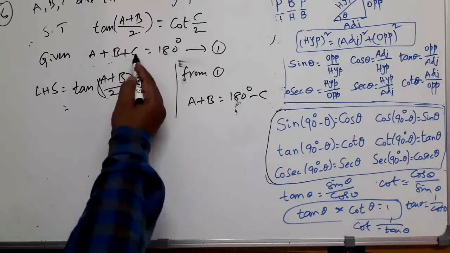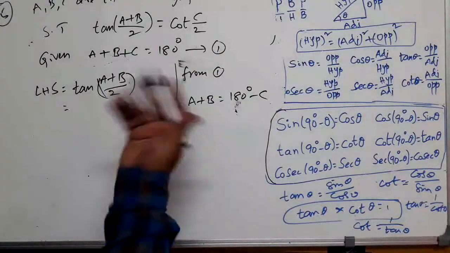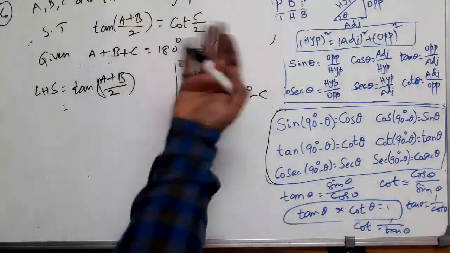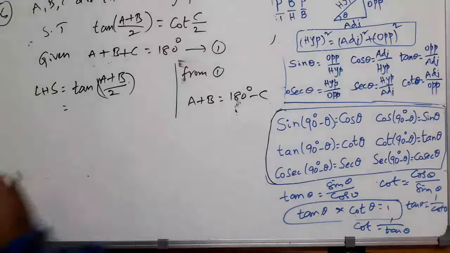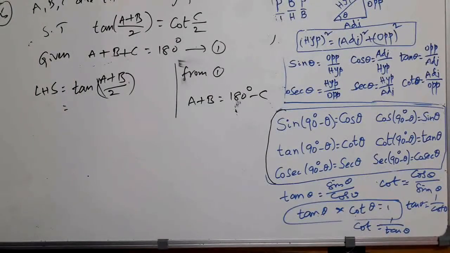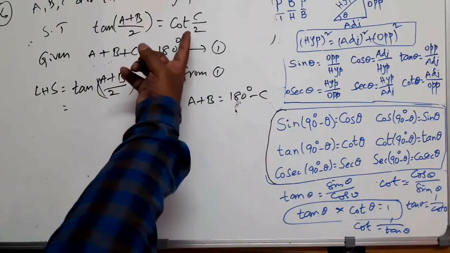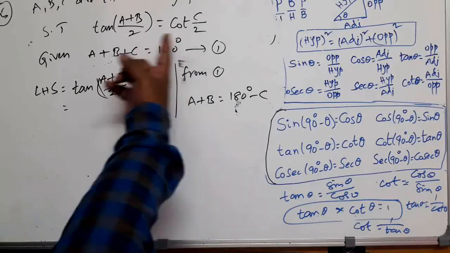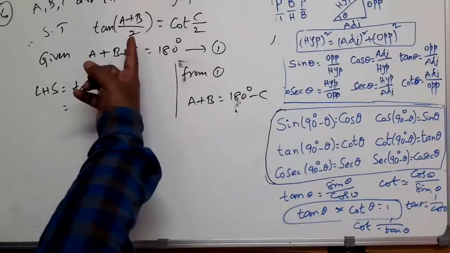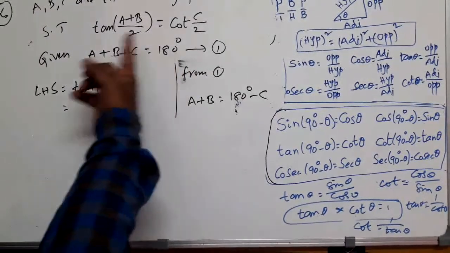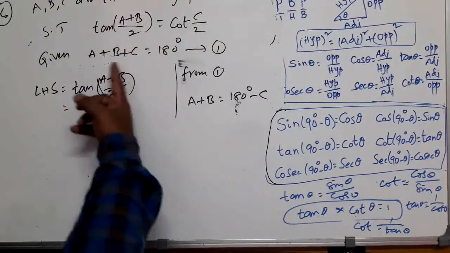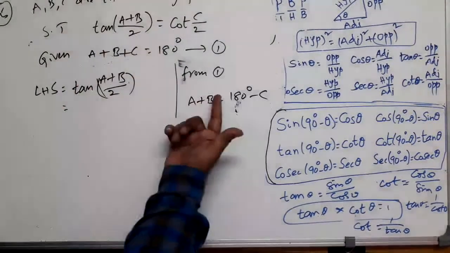I'm subtracting C from both sides, or to put it another way, I'm taking C to the other side, that will be minus C, right? A plus B can be replaced by 180 degrees. I will use this relation. Why? Because I have observed that the right hand side contains angle C, and the left hand side contains angles A and B. So I will use this relation to replace the angles A and B in terms of C.